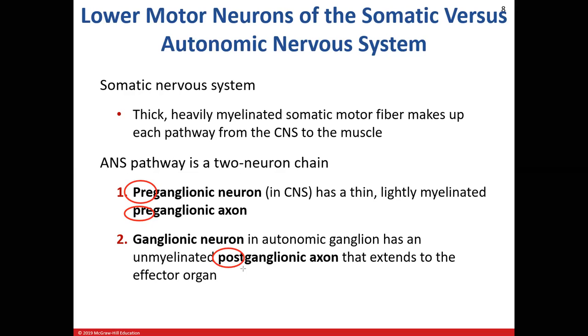So again, we'll be able to see some graphics of these as we move through this chapter. But one of the easiest ways to understand some of this material is to really just understand some of the terminology.